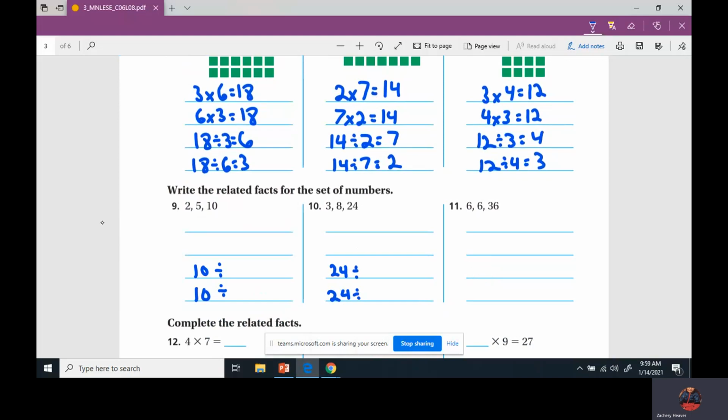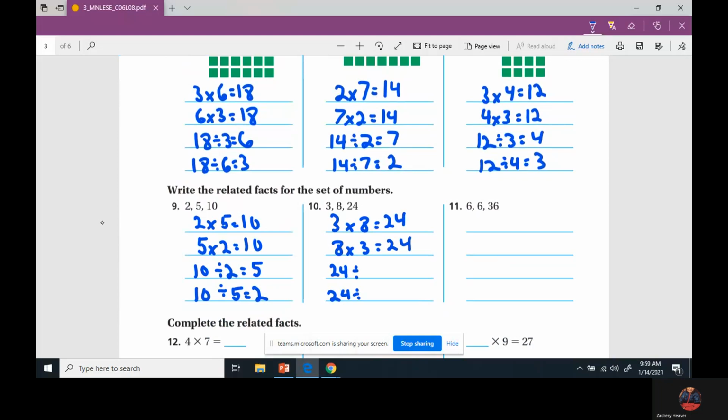I know 2 times 5 equals 10. I know 5 times 2 equals 10. I know 10 divided by 2 equals 5. And 10 divided by 5 equals 2. 3 times 8 equals 24. 8 times 3 equals 24. 24 divided by 3 equals 8. And 24 divided by 8 equals 3.